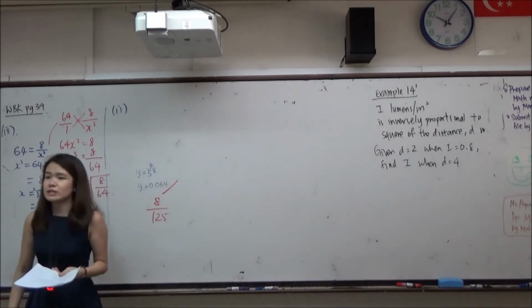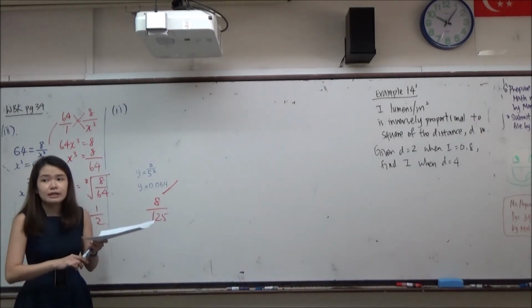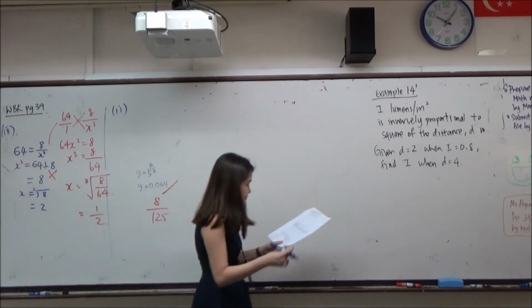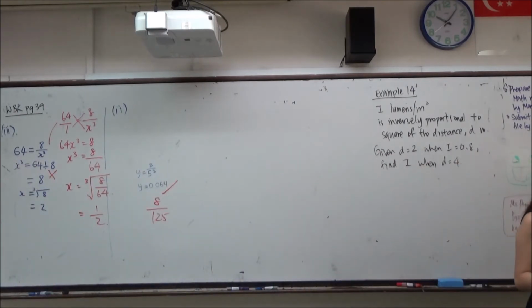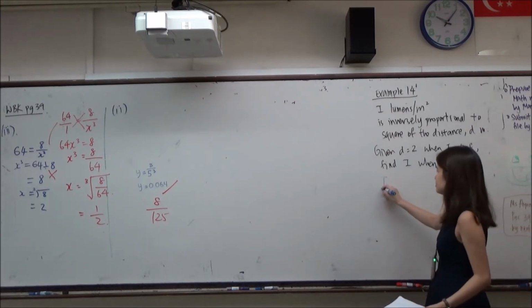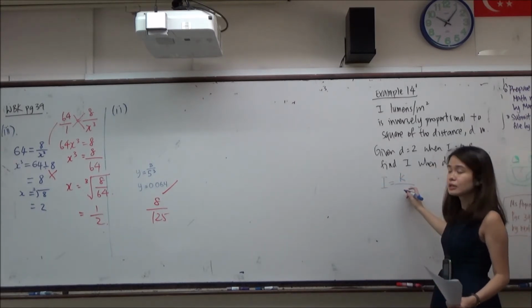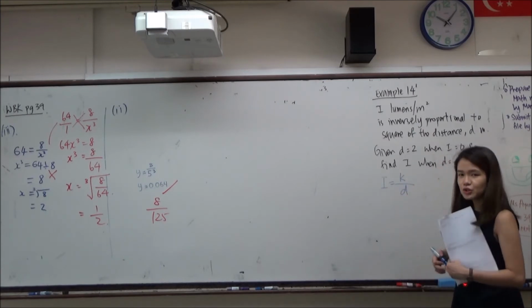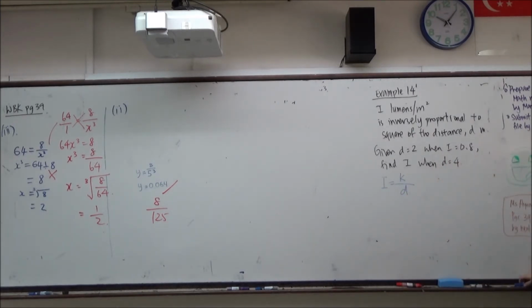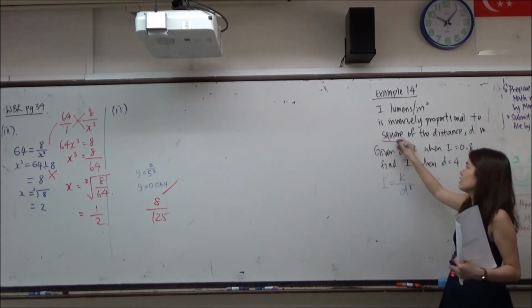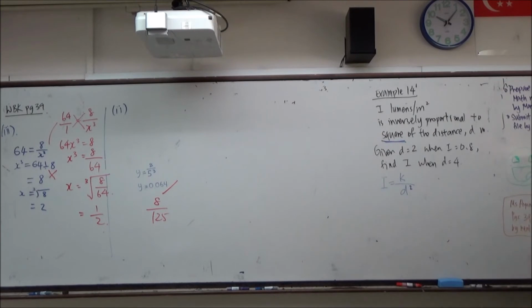So how should we start off this question? Glenn, how do we start this off? I equals K over D. Sure? No, D squared. Okay, very good. So we take note of this word over here. It says it's the square of the distance. So I equals to K over D squared.